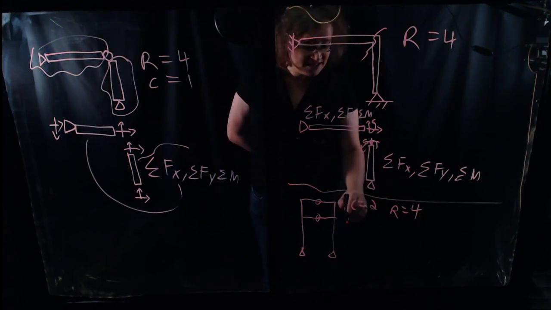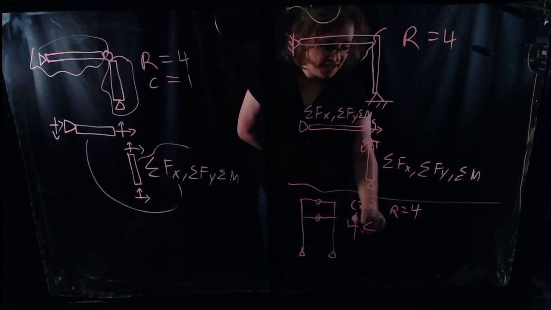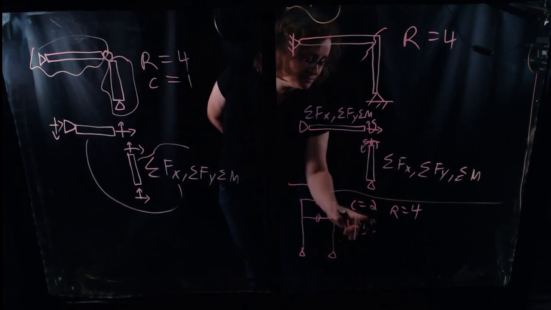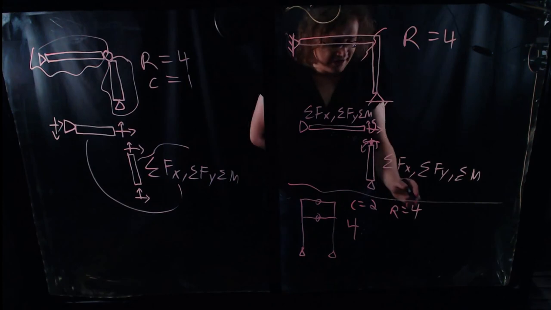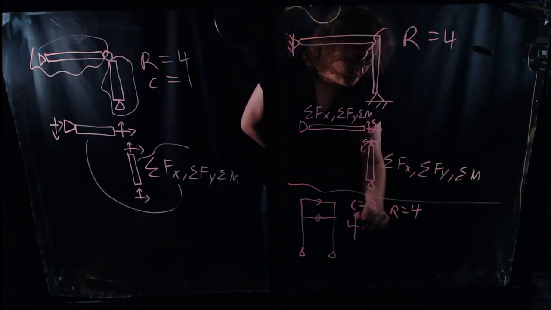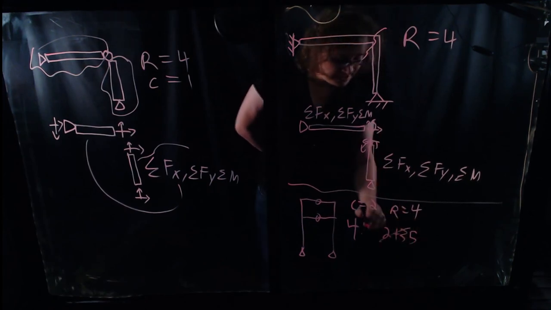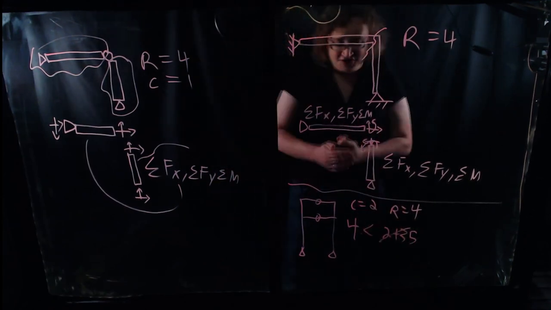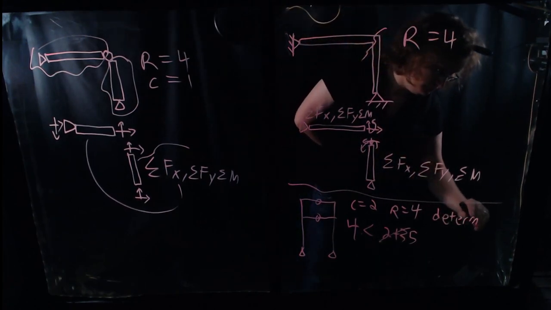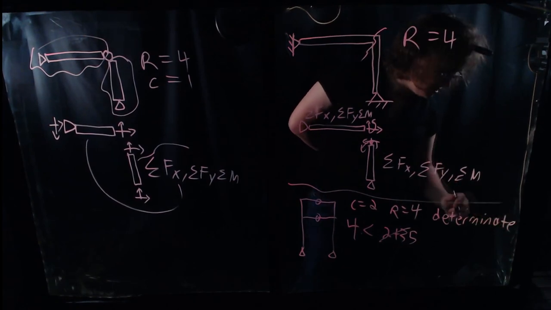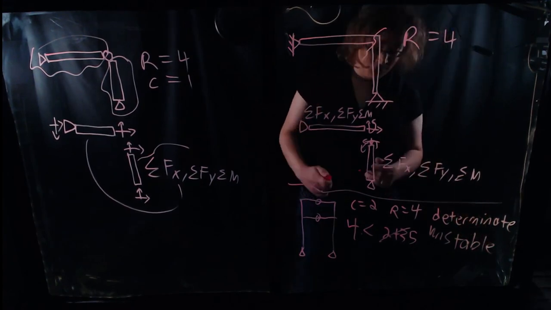If I apply my previous equations, let's look at the relationship between R and C plus 3. So I have 2 plus 3, or 5, and R is less than that. So this would be statically determinate, but unstable. And we could look at some more examples as well.